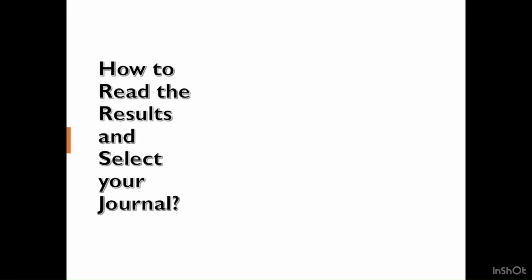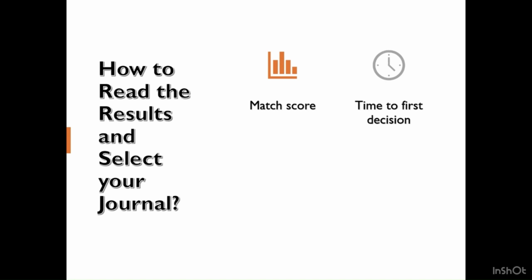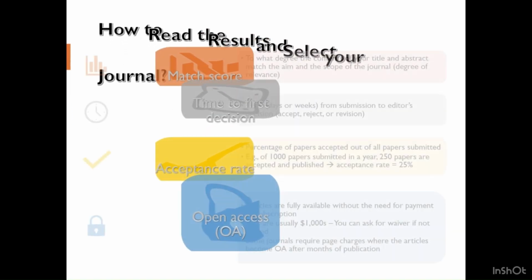So how do I read the results and select the journal? The results will include four main parts. The first one is the match score, or the degree of relevance. And then we have the time to first decision, the acceptance rate, and finally, whether the journal is open access or not. So let's define each of these terms.